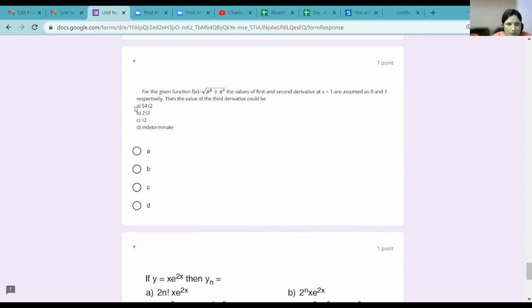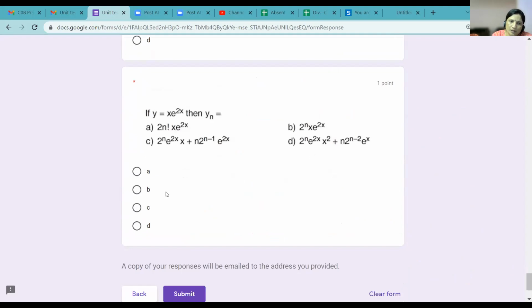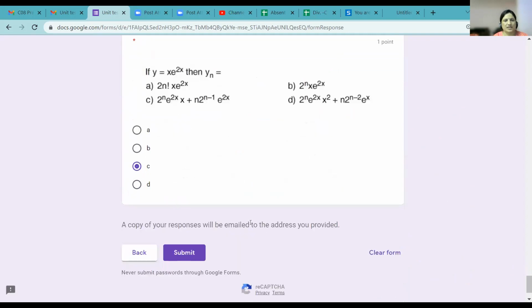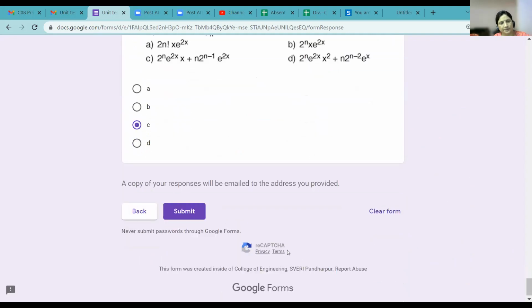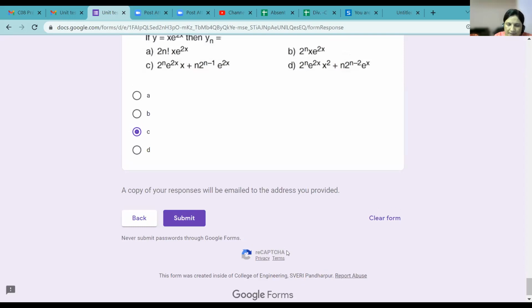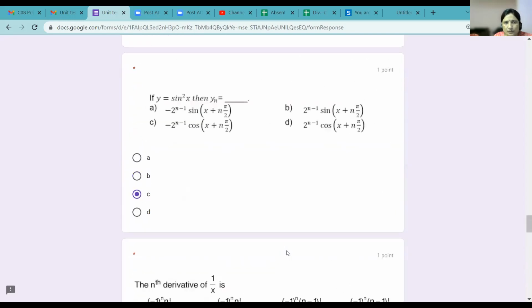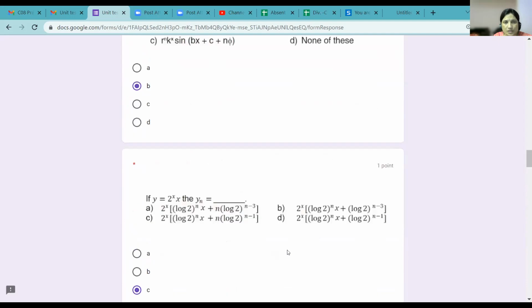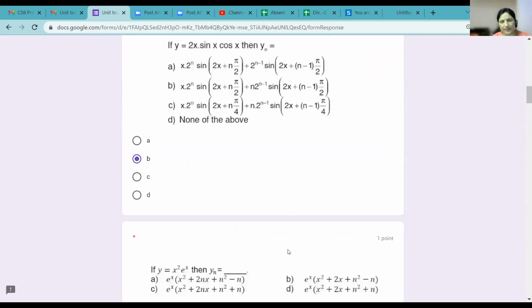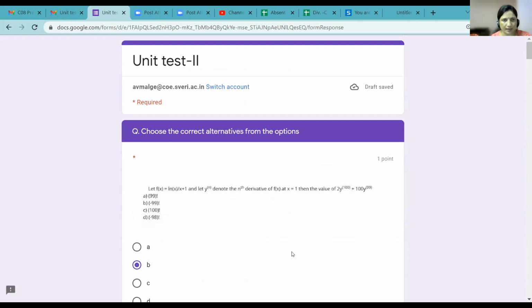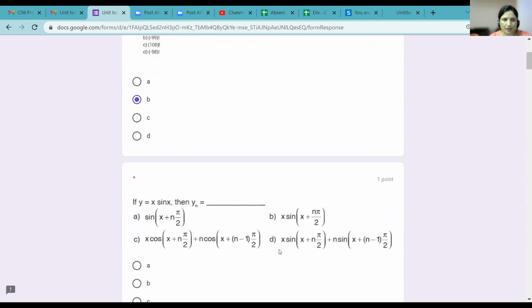So which option is the correct option? Option A. Now next. कोणता ऑप्शन करेक्ट आहे? Which one? C. C. Shall I submit now? Yes. Before submitting the paper, just look out whether you have solved all questions, whether you have attempted all questions, and then you can submit that. Okay.